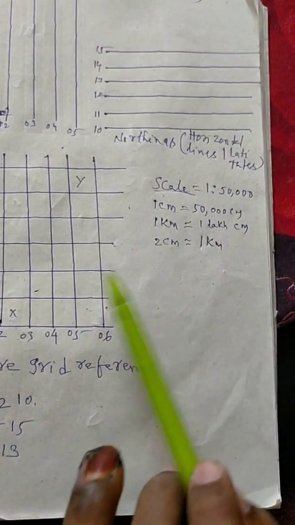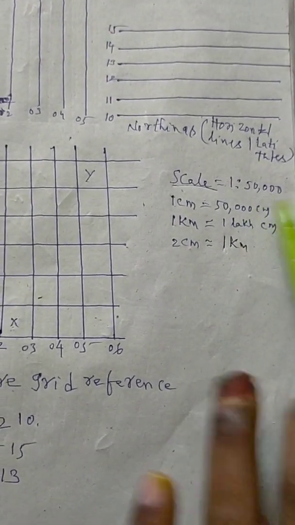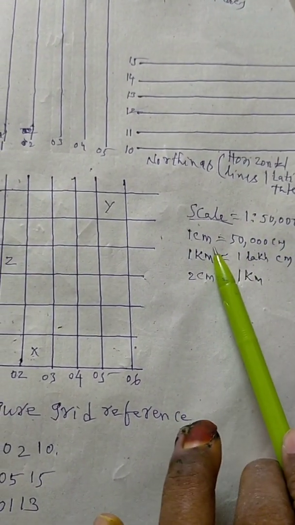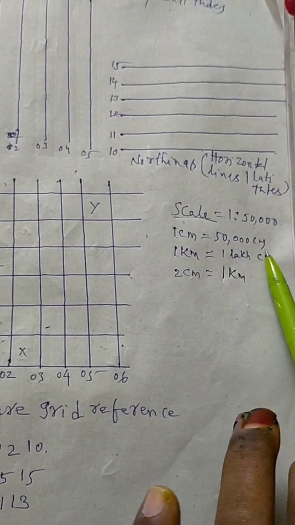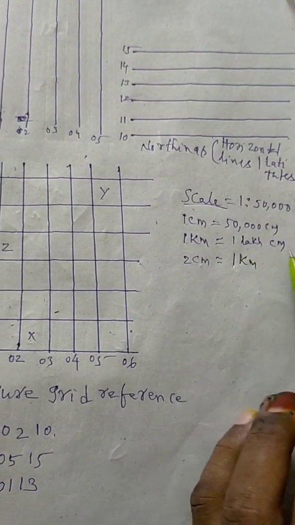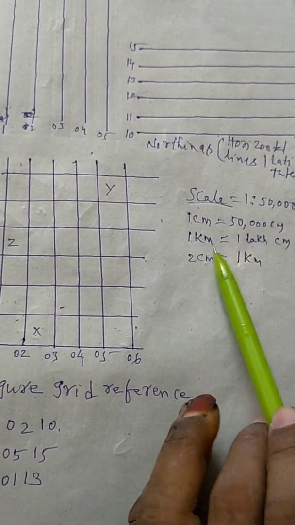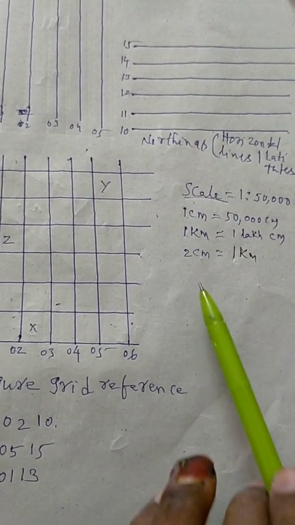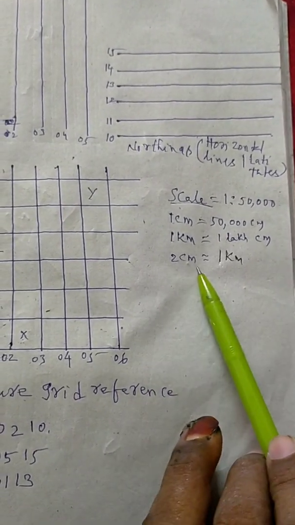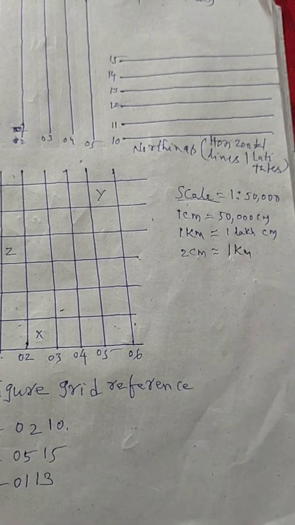Now, the scale of the topo sheet is 1 is to 50,000. What do you mean by this? 1 centimeter equal to 50,000 centimeters. We know that 1 kilometer has 1 lakh centimeters. Therefore, 1 centimeter equal to half kilometer. 2 centimeters equal to 1 kilometer. That means 2 centimeters on the map, which is equal to 1 kilometer.